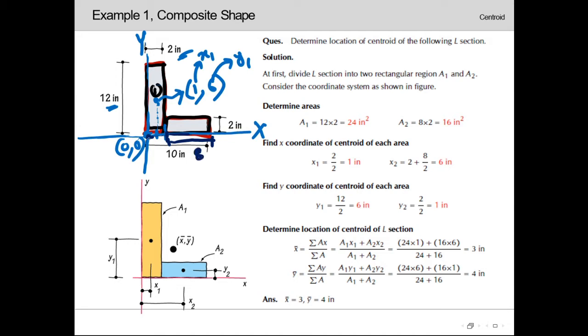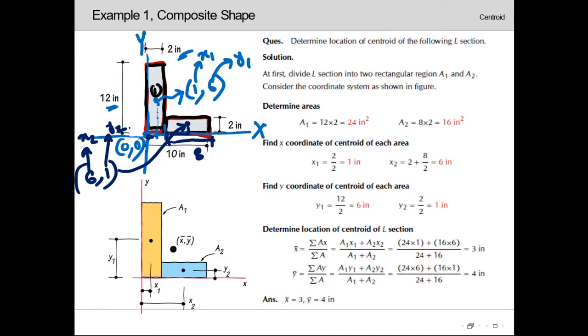So starting from 0, 0, firstly you need to move 2 inch, and then after that half of 8, which is 4. So in total, 2 plus half of 8, which is 4, it will be 6. And along the y-axis, let's consider this is the center point, so we need to move half of 2 inch, which is 1. So this is basically the coordinate of segment 2. Let's denote it with x2 and y2.